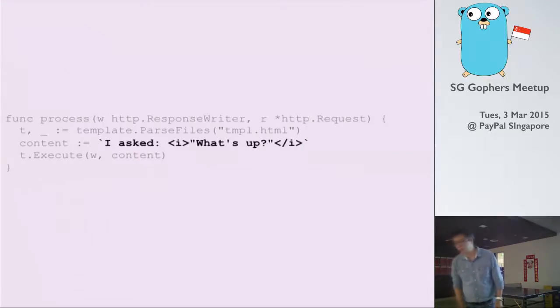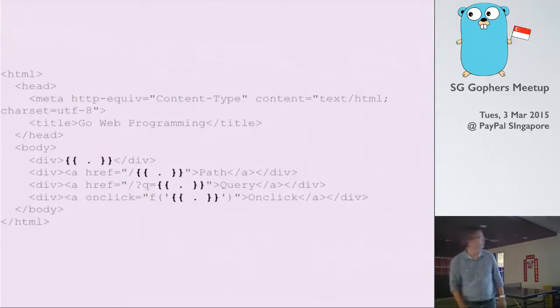Okay, so I'm going to show you the code example. I arbitrarily use this. So this is basically a string. I ask what's up. Right, so you have angle brackets, you have double quotes, you have single quote, you have question mark, you have a colon. Right, so it's a test. Now I'll put it in this. Put a dot here. Within this, I put a dot in a href.